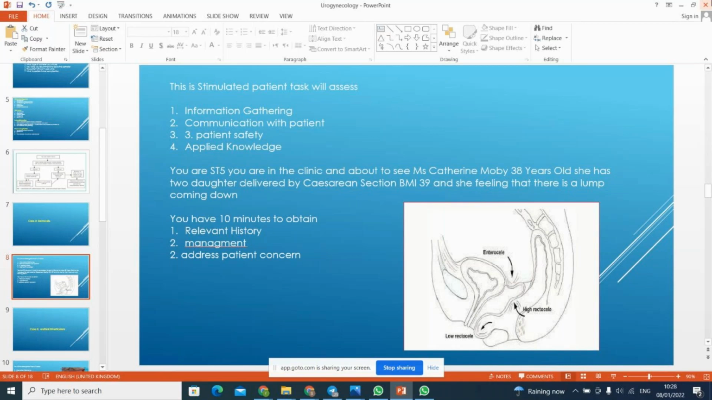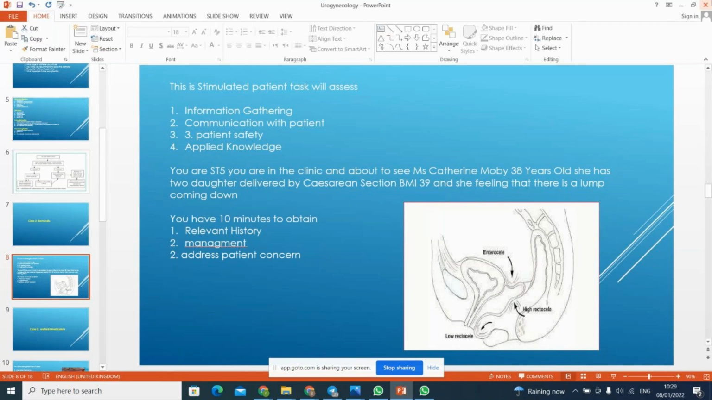Catherine, I would like to examine you in the presence of a chaperone, if you allow me. Yes. Any examination findings? It is type 2 posterior wall descent. Okay.